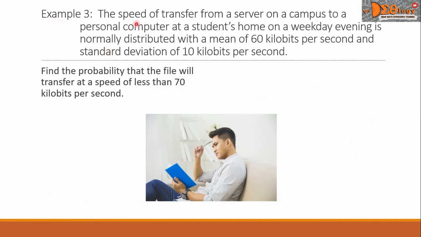Example 3. The speed of transfer from a server on a campus to a personal computer at a student's home on a weekday evening is normally distributed with a mean of 60 kilobits per second and standard deviation of 10 kilobits per second. Find the probability that the file will transfer at a speed of less than 70 kilobits per second.